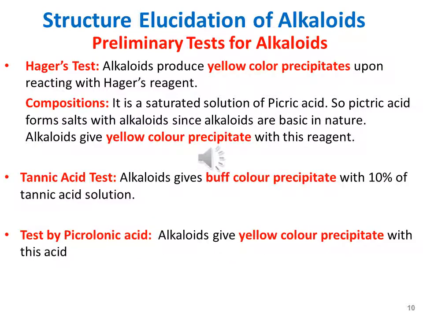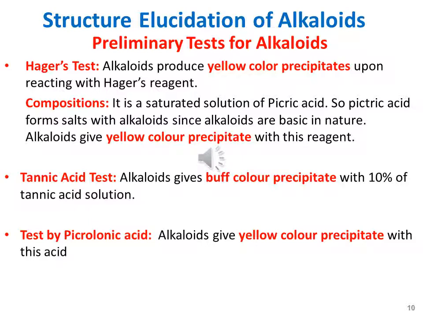The three less commonly used chemical tests for the detection of the alkaloids include Hager's test, tannic acid test, and test by picrolonic acid. Hager's test: Hager's reagent produces a yellow colored precipitate on reacting with the alkaloids. If we talk about its composition, Hager's reagent is a saturated solution of picric acid. So picric acid forms salts with alkaloids since alkaloids are basic in nature. Alkaloids give a yellow colored precipitate upon reacting with the Hager's reagent.